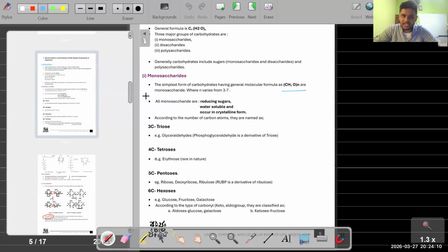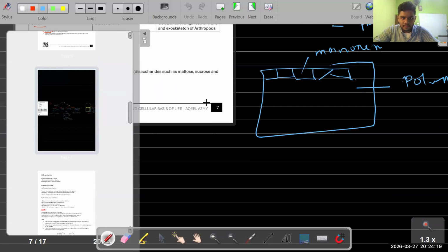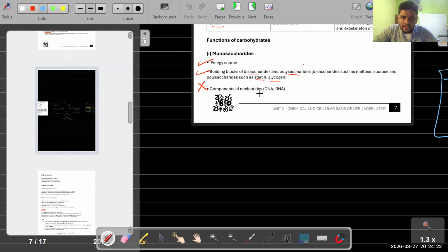So pentose sugar is a monosaccharide. So there's an indirect contribution of monosaccharides. Now let's go to the function. Let's see the function. See here. Component of nucleotide.